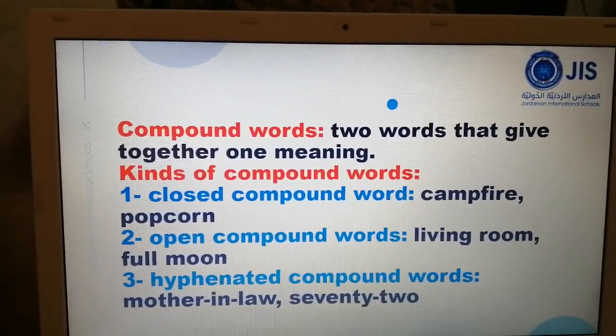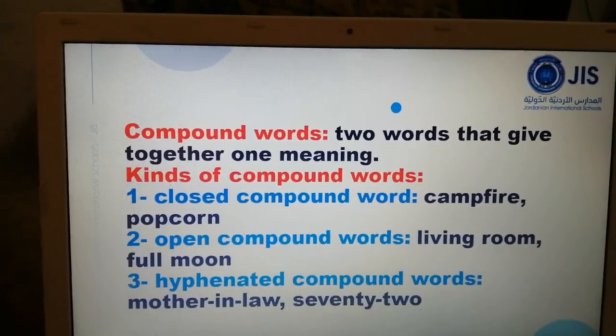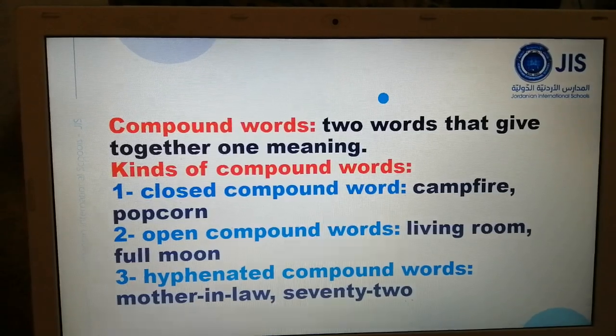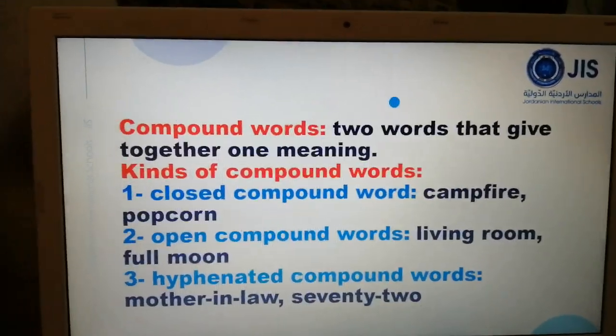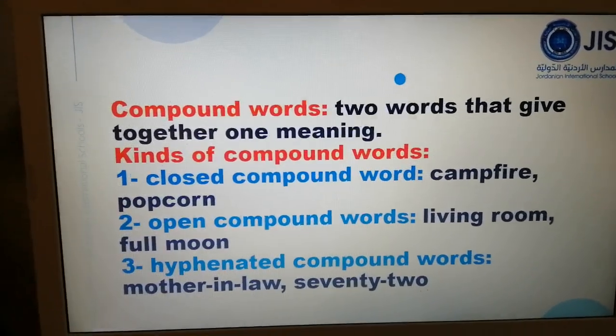Now, compound words are two words that give together one meaning, which means that each word has its own meaning, but when I join these two words together, they will give me another new meaning. We have three kinds of compound words.